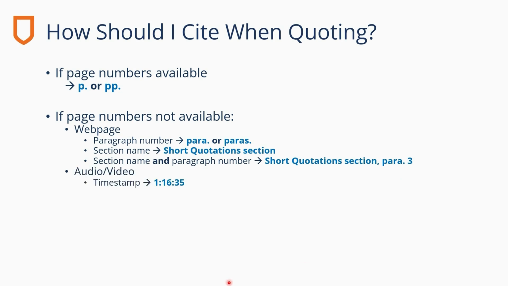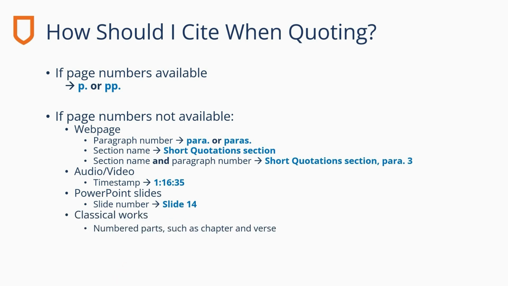For an audio or video source, provide a timestamp. Colons separate hours, minutes, and seconds: 1:16:35. For a PowerPoint slide deck, provide the slide number with the word Slide capitalized. For classical or religious works, you would provide the numbered parts, such as chapter and verse number. So, even if there is no page number, there is always a way to show where the quote came from in the source.